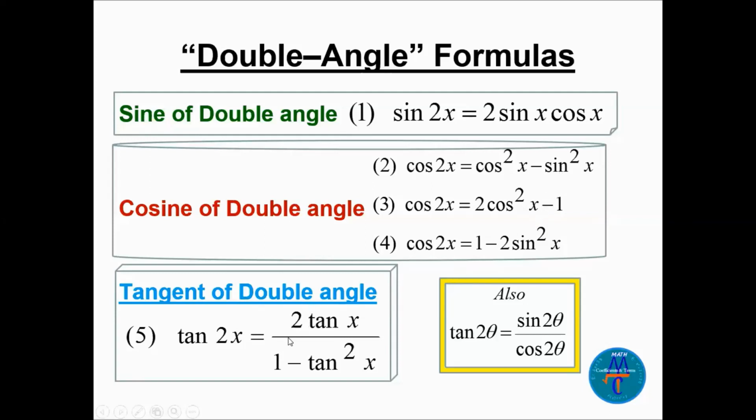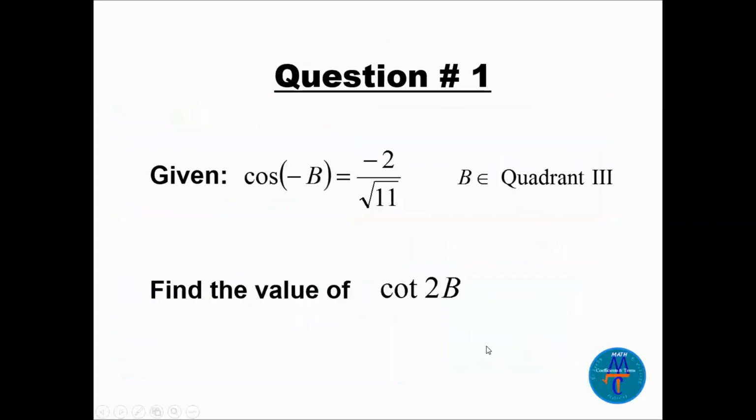Tangent of double angle, very important formula. We will see it also in the questions. Tan 2x is equal to 2 tan x divided by 1 minus tan squared of x. So if you have tan x only, x is the angle, then you can find tan of the double angle. Also, if you have sine of the double angle and cosine of the double angle, you can divide them, so you can find tan of 2 theta. Let's start with example 1, please.